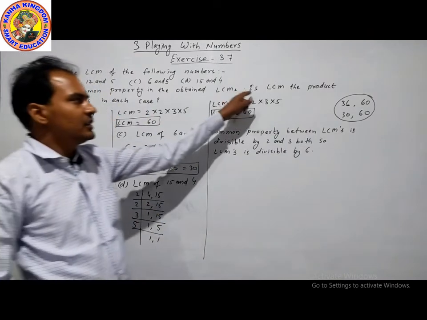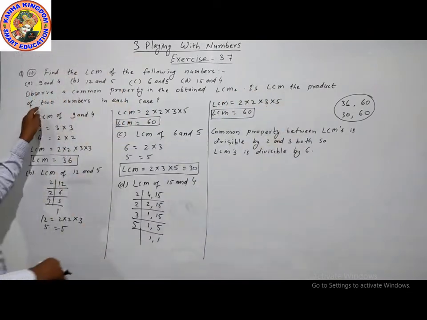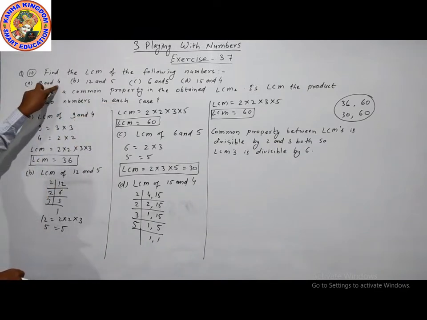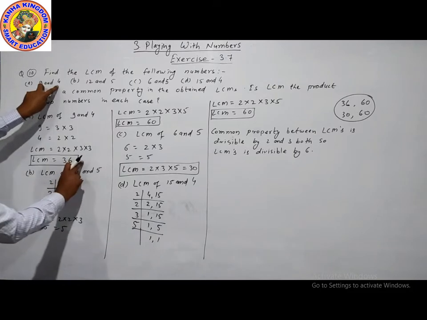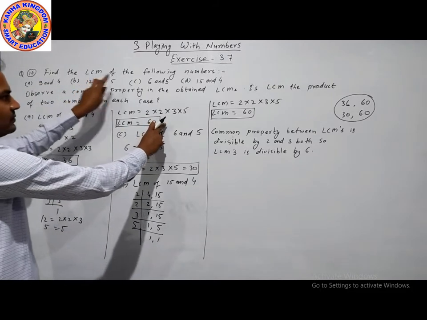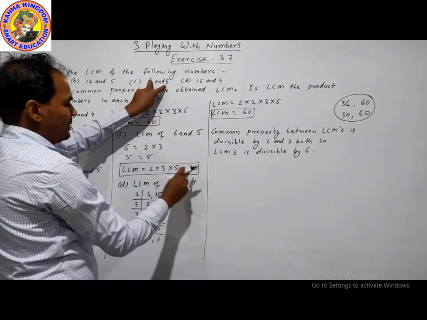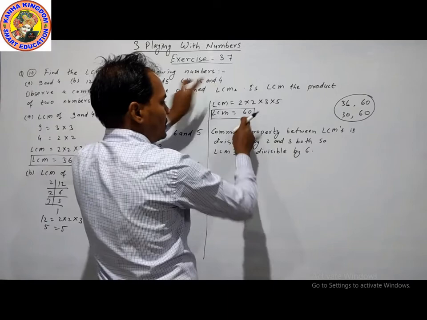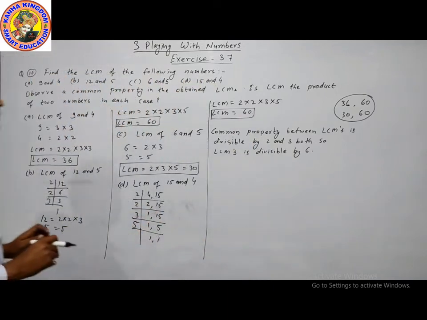Now, LCM is the product of two numbers in each case. 9 into 4, 36. First is 36. 12 into 5, second is 60. 6 into 5, third one is 30. 15 into 4, 60. Yes, all LCM the product of two numbers in each case.